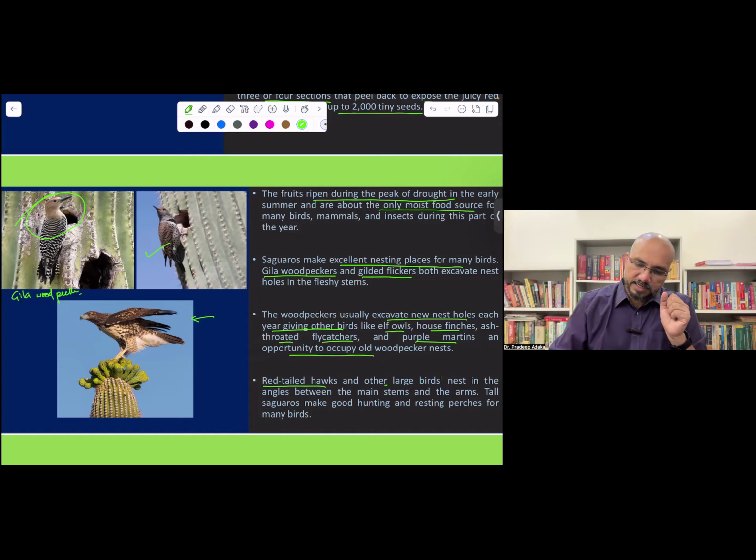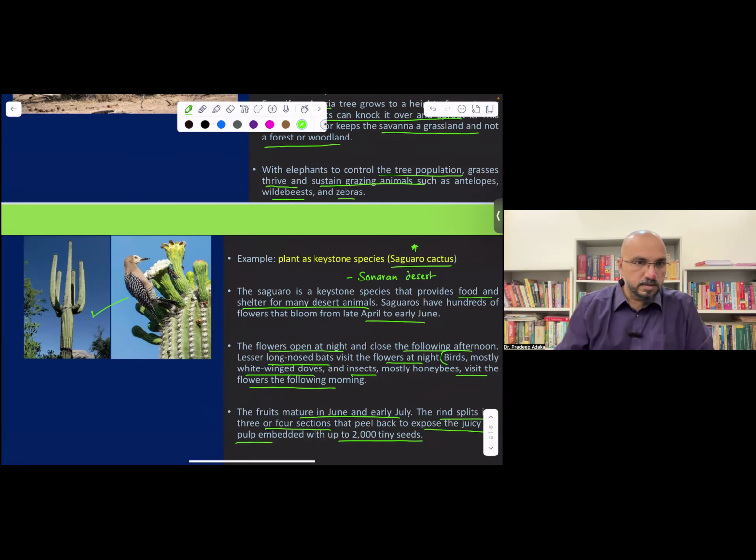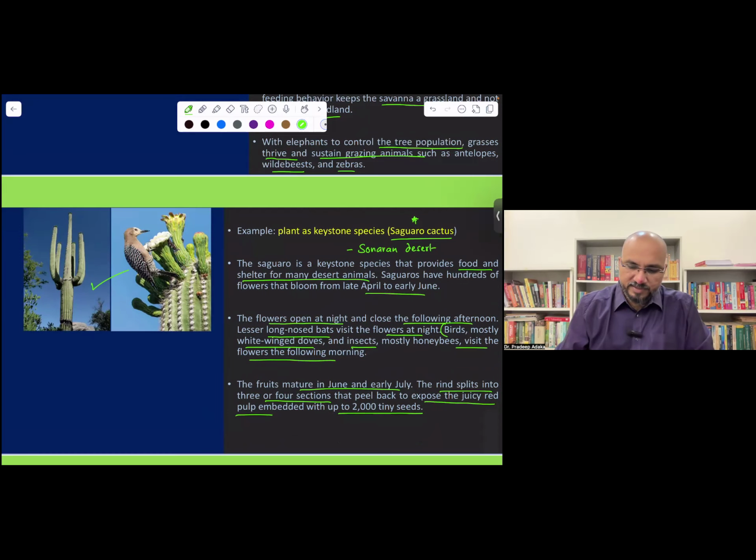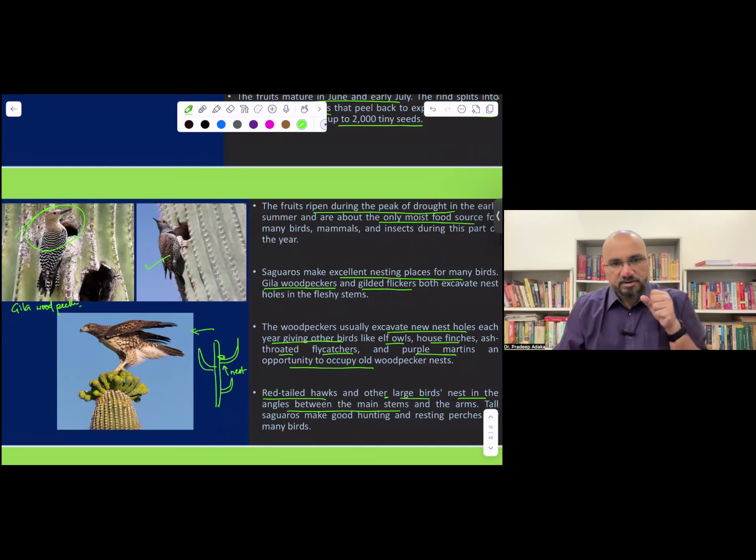These and other large birds nest in the angles between the main stem and the arm. So this is the main stem and here is the arm. So they will make the nest here. The angle between the arm and the main stem, there they will make the nest. So it is like this. So in the angle between the main stem and the arm, they will make the nest.